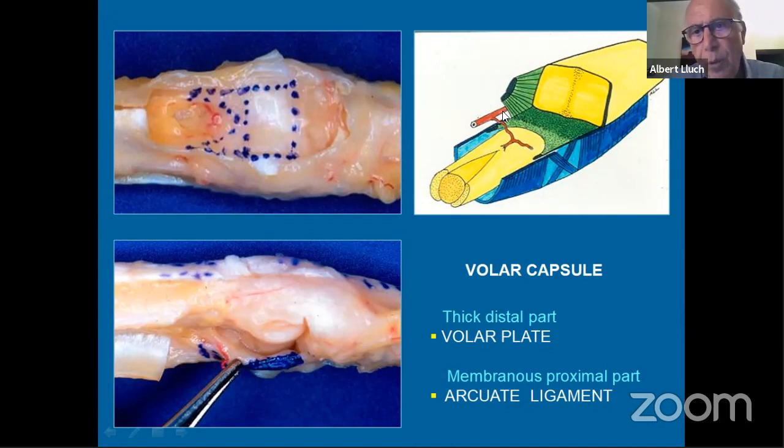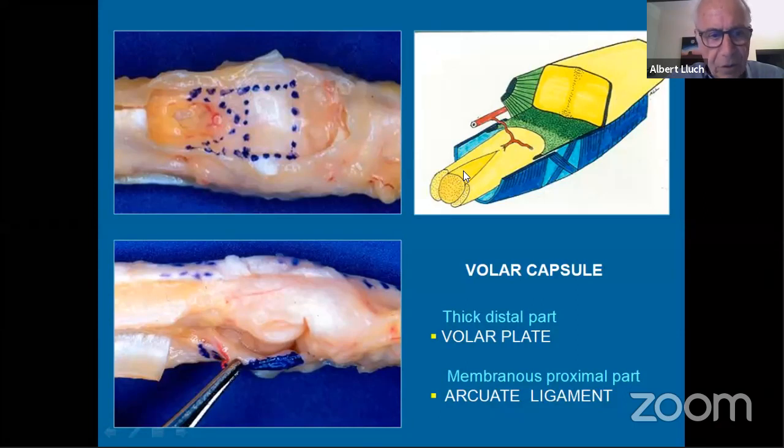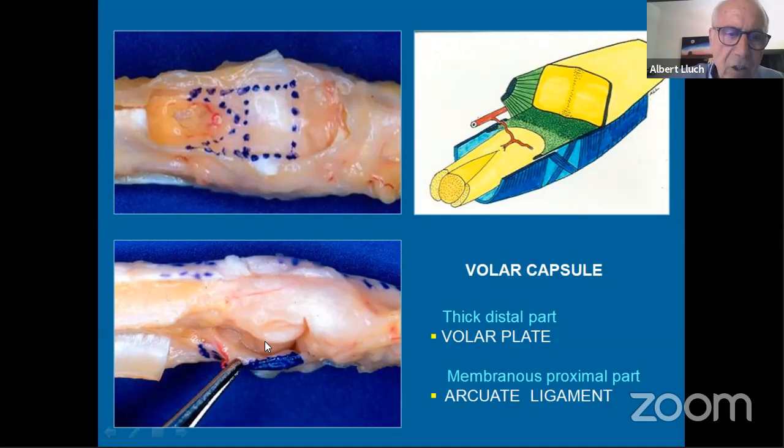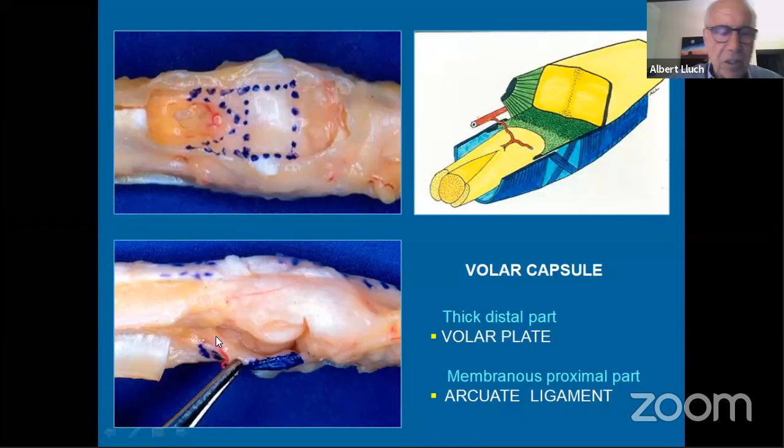And why do we have an arcuate ligament? To let the vessel coming from the digital artery form the vincula to the flexor tendons, the sublimis and the profundus. And here we can see the volar plate, the thick part distal, right here below in contact with the bone, and the arcuate ligament proximally. And this is the artery coming from the digital artery.